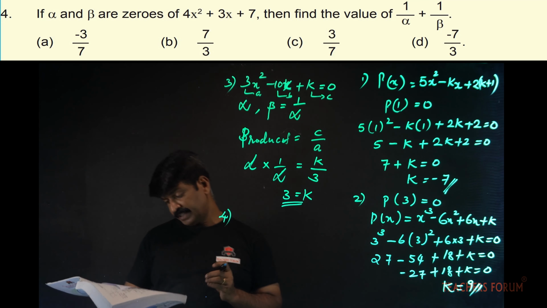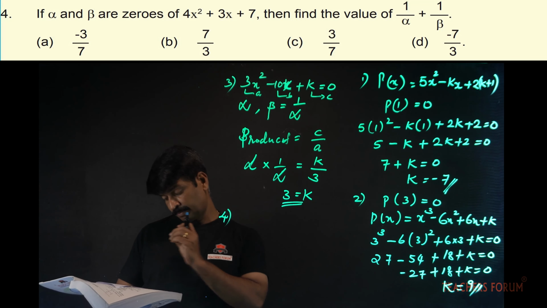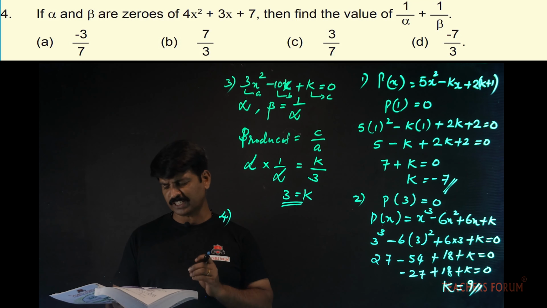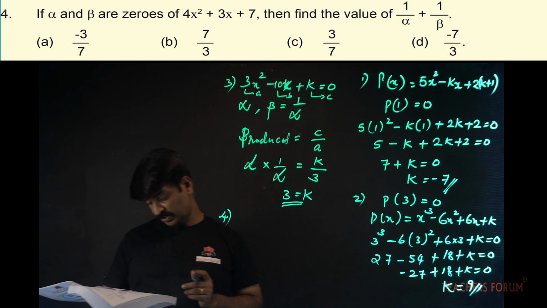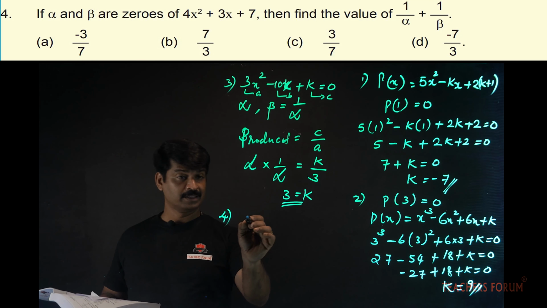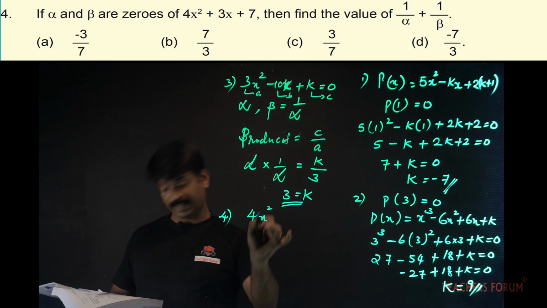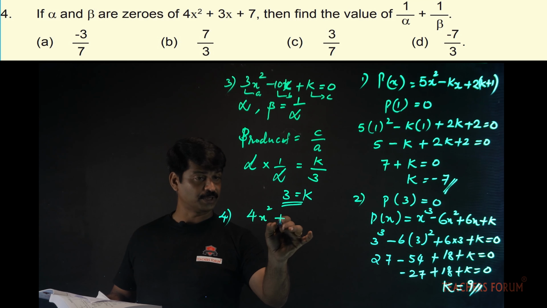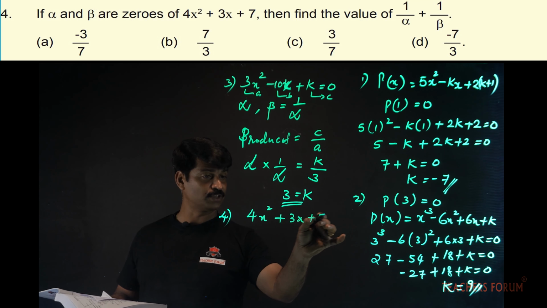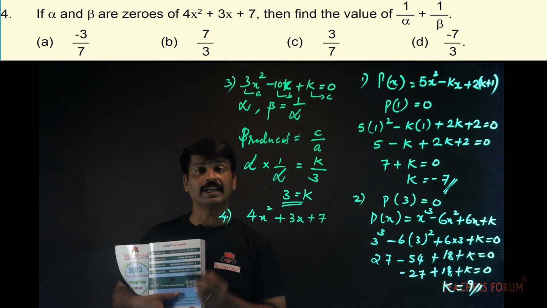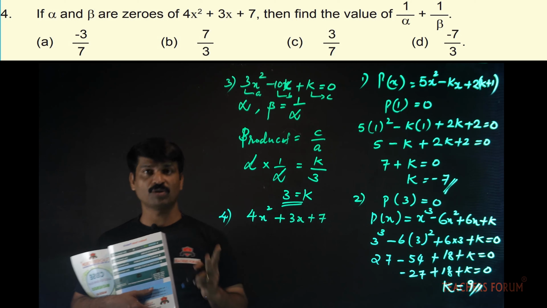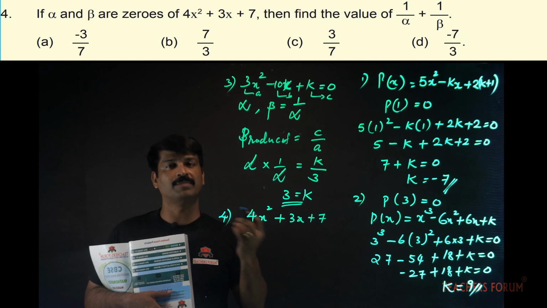If alpha and beta are the zeros of the polynomial 4x square plus 3x plus 7, find the value of 1 by alpha plus 1 by beta. You see, what's the given polynomial? The given polynomial is 4x square plus 3x plus 7, isn't it? Okay. Now, it's a quadratic polynomial, so it will have two zeros. You know that they are alpha and beta.